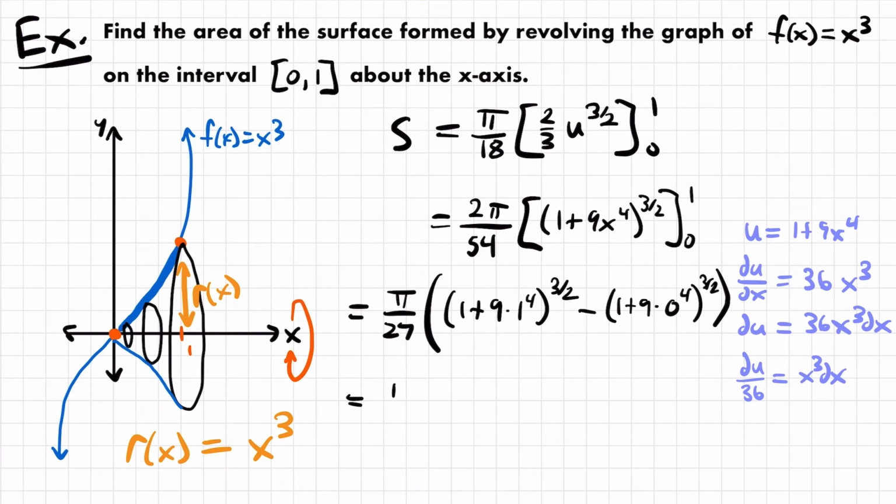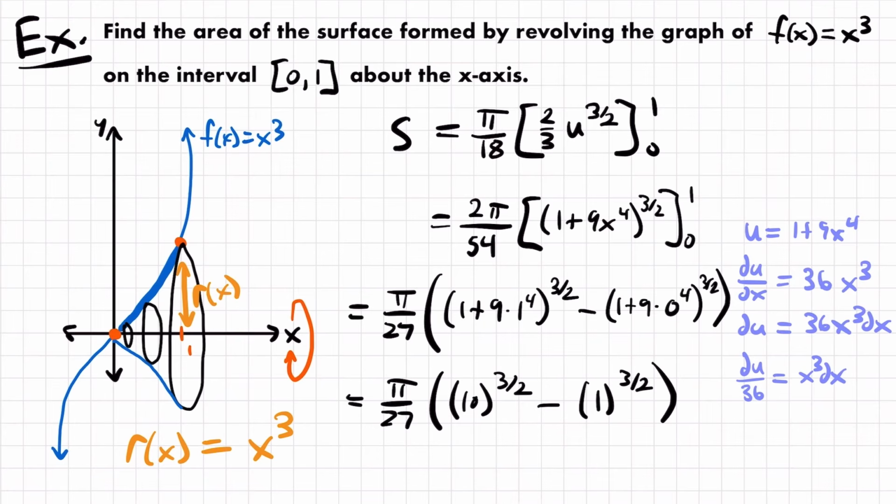And that will be equal to pi divided by 27 times 1 plus 9 times 1 to the fourth power. 1 to the fourth power is 1, so 9 times 1 is 9, plus 1 is 10, so we have 10 to the 3/2 power, minus 1 plus 9 times 0 to the fourth power. 0 to the fourth power is 0, times 9 is still 0, plus 1 will be 1. So we have 1 to the 3/2 power.